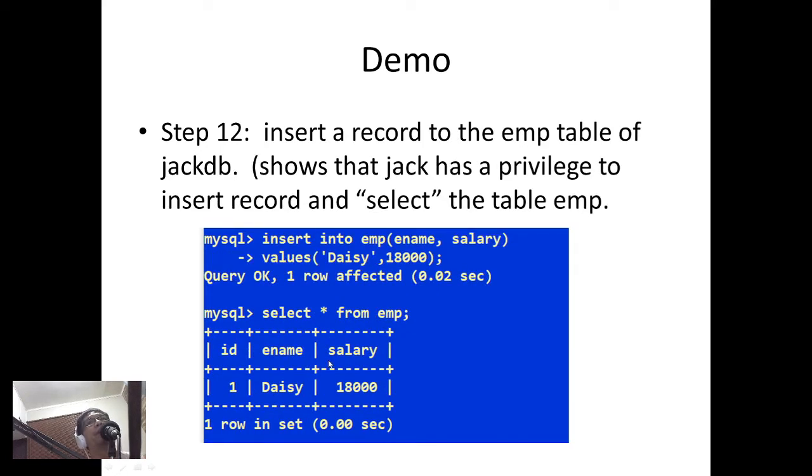Then insert a record into the emp table. INSERT INTO emp, ename, salary, VALUES, Daisy, and then 18000. After inserting, once you press the enter key, we can test SELECT * FROM emp, and it will show us that we have successfully inserted the record. So Jack here can insert. Actually, he can do anything, because if you remember, we have granted all privileges to Jack. So Jack can insert, delete, use the select statement, etc.